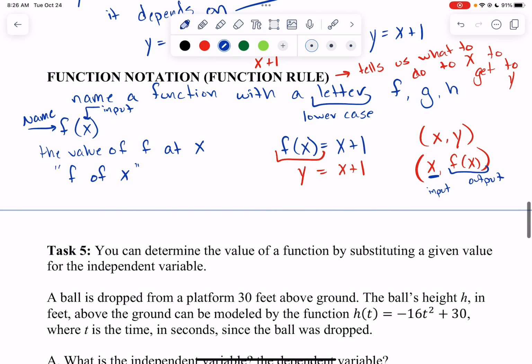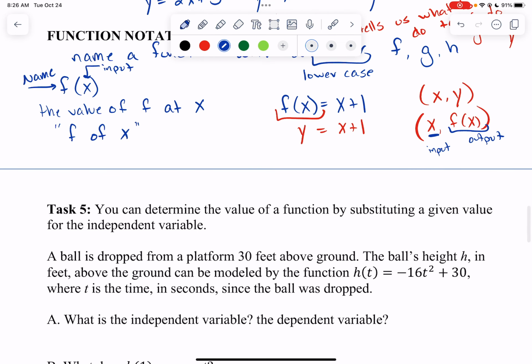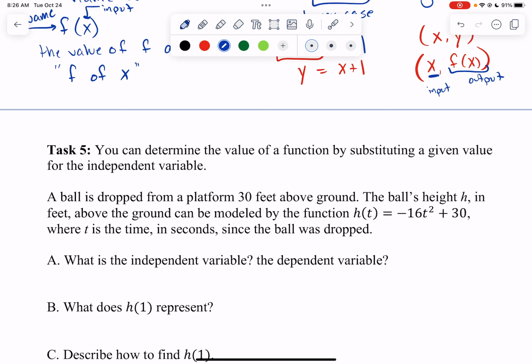So you can determine the value of a function by substituting a given value for the independent variable. Again, that independent variable is my x. So here we have an application problem. A ball is dropped from a platform 30 feet above the ground. The ball's height in feet above the ground can be modeled by this function. First of all, let's look at this function.